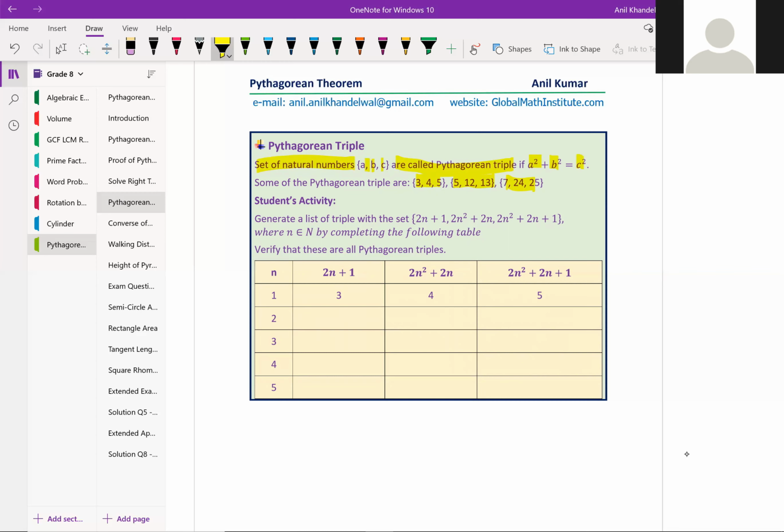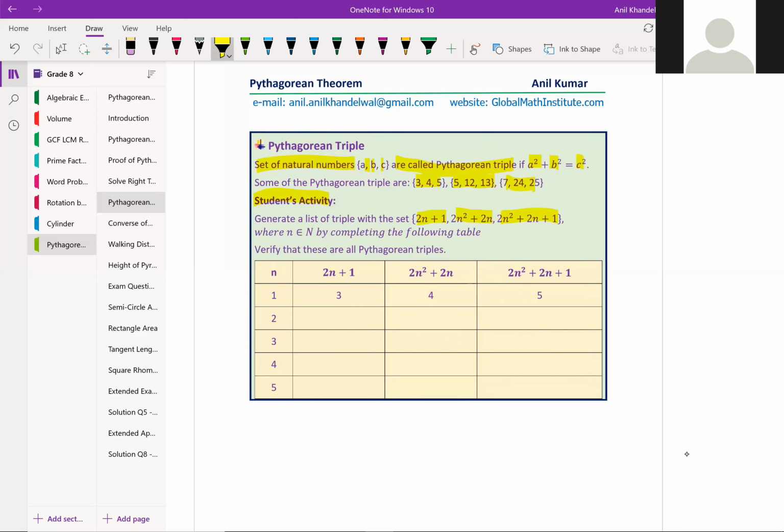Okay. So here is students' activity. That is your activity. Can you please read and tell me, how will you get triples? Yes. Generate a list of triples with the set 2n plus 1, 2n squared plus 2n, 2n squared plus 2n plus 1, where n is equal to natural numbers, by completing the following table. Verify that these are all Pythagorean triples.